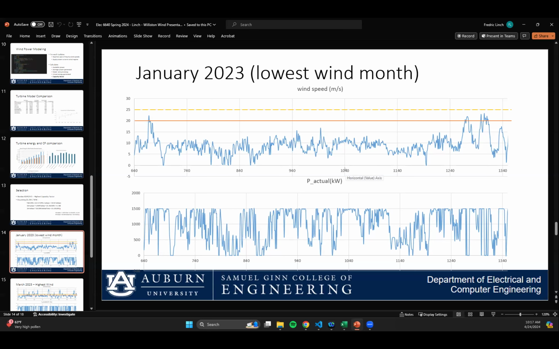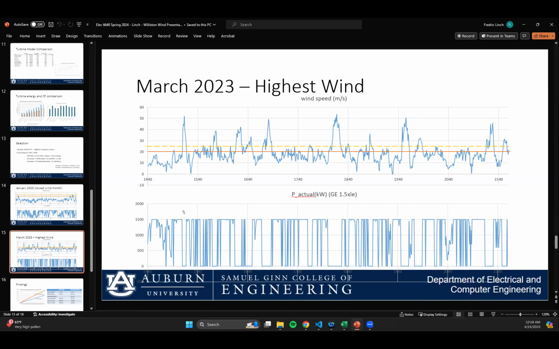But you can see, this is January, which was the lowest wind month, and even in the lowest wind month of the year, it's producing power pretty much all of the time. With really the limiting factor being when it's going above its cutout speed. And then obviously there are some times when it's below the cutout speed.